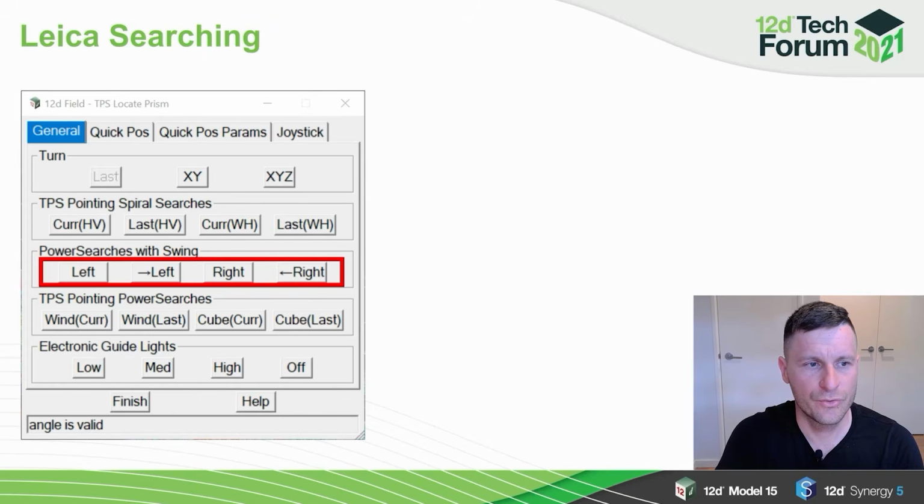Next we have the traditional power searches with the swings left and right. We're all familiar with them. The one just starts the power search from that location. The other swings, I believe, at 6 degrees in the opposite direction, then commences the search.